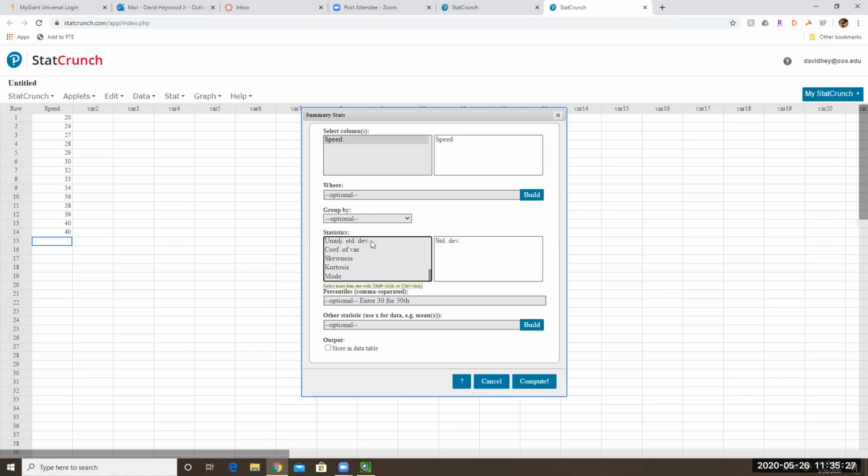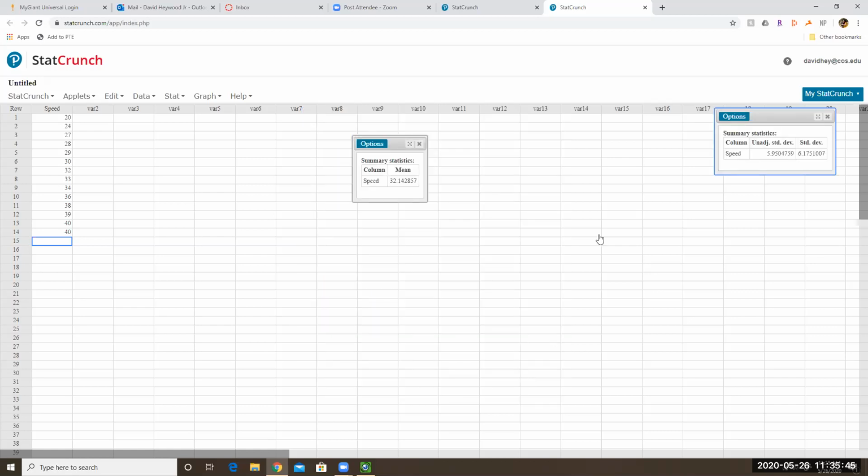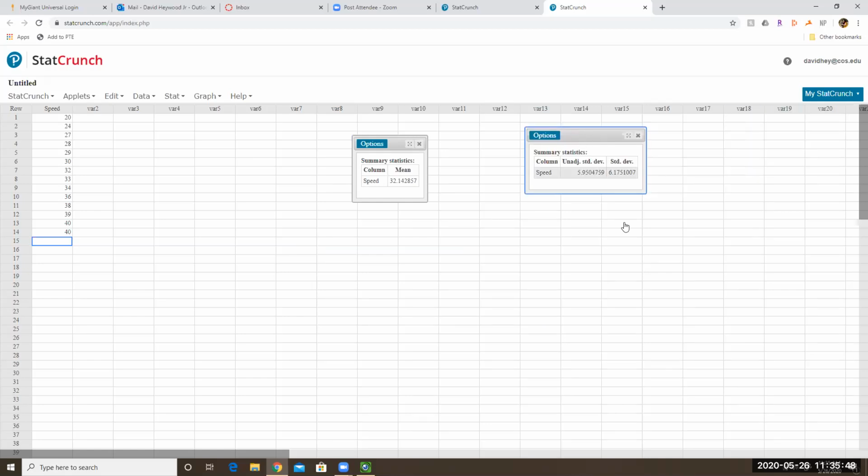Now you'll notice that if you just click on one of these things at a time, it switches the statistic that it's going to compute. If you want to compute more than one statistic, then just hold down Control on your keyboard, and then you can click on multiple statistics at the same time. And it'll compute both of these. And so sure enough, if you treat this data like sample data, then the standard deviation is going to be about 6.18. If you treat it like population data, then it's going to be about 5.95.